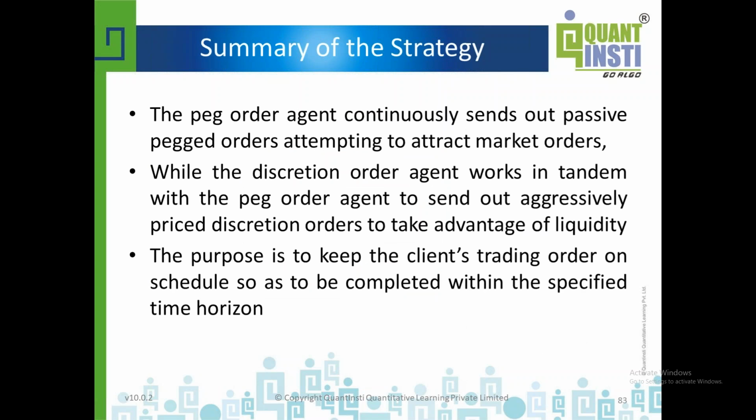execution is: the pegging order agent will continuously send out passive orders, right? Discretion will work in tandem and it will send out aggressive orders so that you get more fills, right? If you're already getting a lot of fills without using the discretion range, then you necessarily don't have to use your discretion range, because even if being passive you're getting fills, you wouldn't want to use your discretion. But if you're sitting there for a long time and you're not getting any fills, you might want to jack up your aggressiveness, and you might want to use your discretion, right?